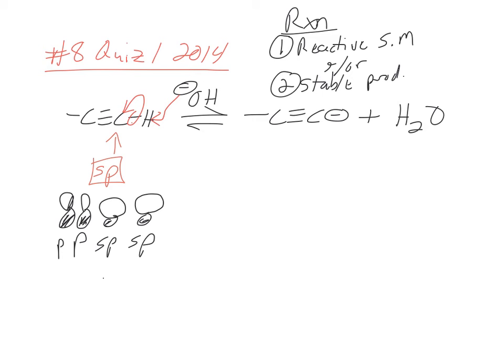So the key here is that this lone pair right there is in an sp orbital. That's close to the nucleus. sp2 and sp3 orbitals are too far away from the nucleus. It makes something that's super unstable. It's just never going to happen.